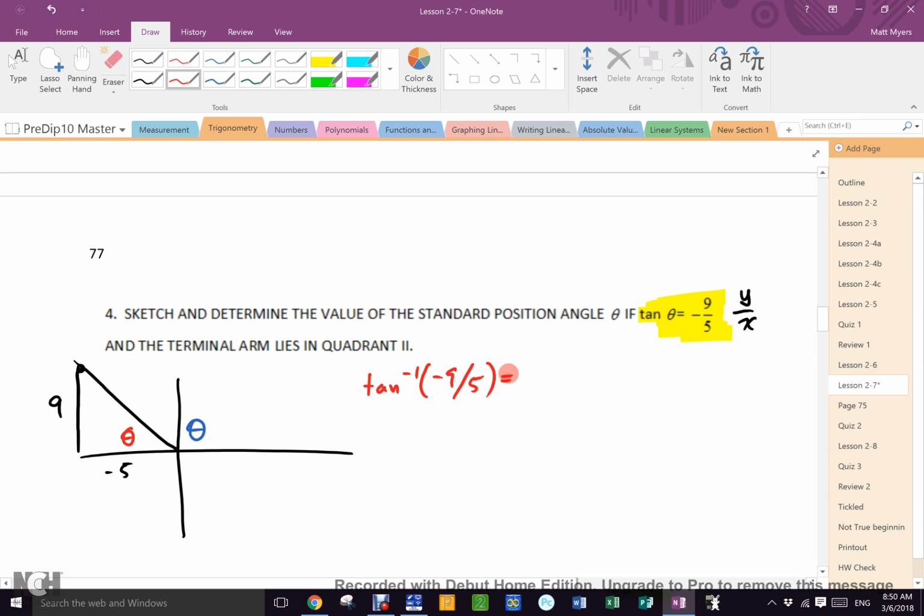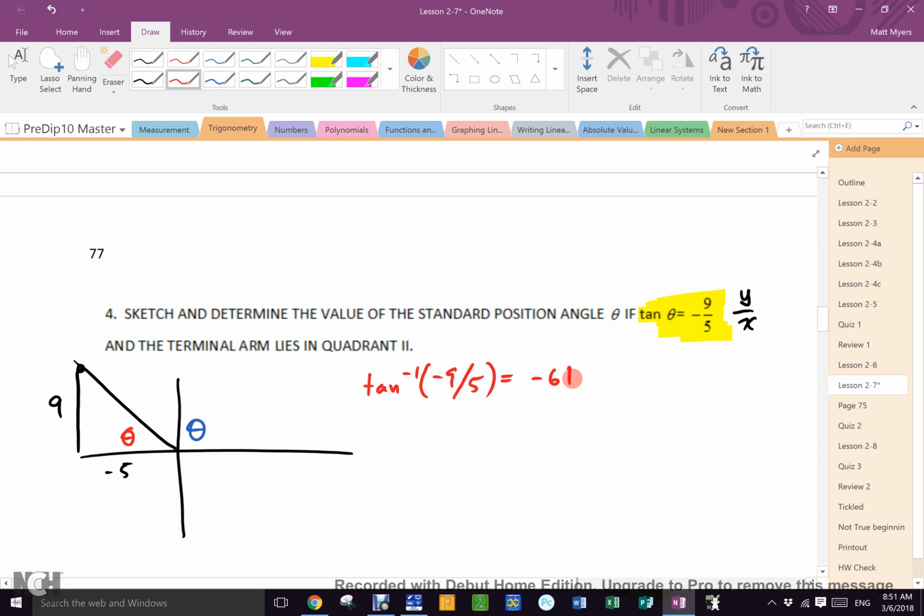Wait, don't you mean 9 over negative 5? Doesn't matter. They're both going to give you the same negative decimal. What does that give me? Negative 61, right? So, that's a reference angle, yes? Where do reference angles live? On the other side. Reference on the inside. Where do reference angles live?